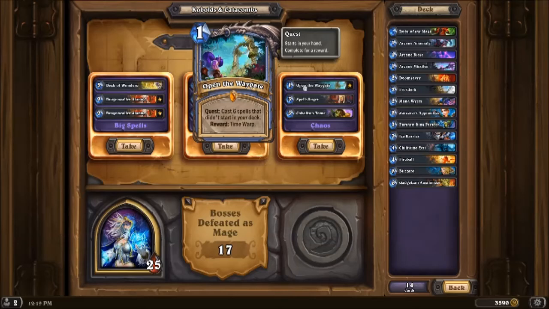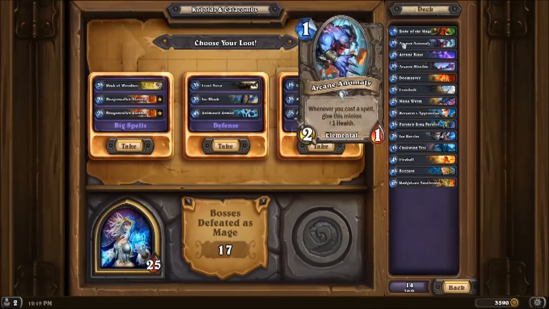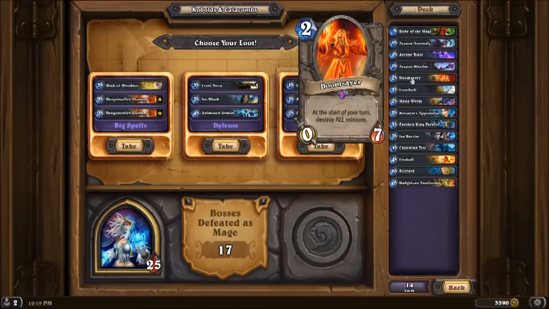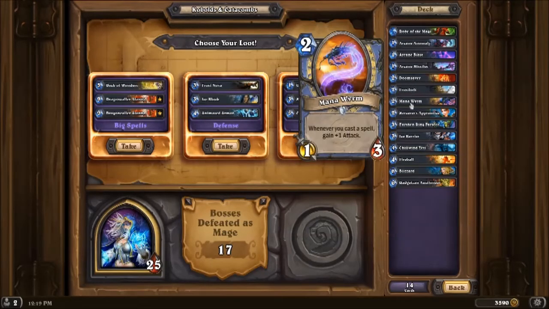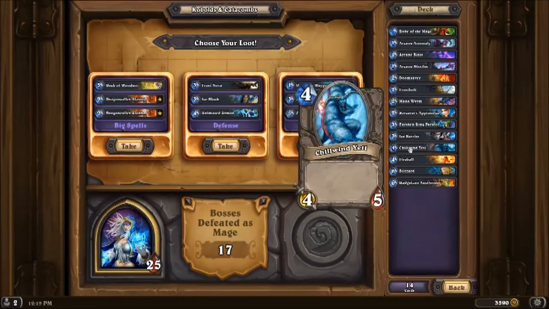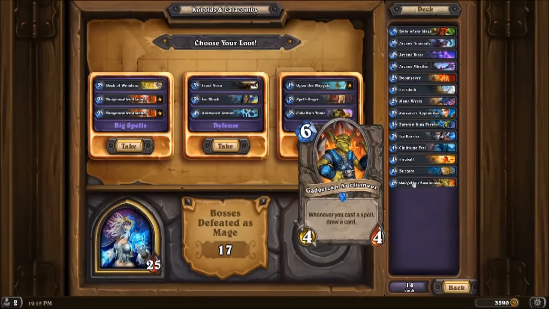For example, the quest casts 6 spells that didn't start in your deck. So you'll need to have a look and figure out, is the probability of being able to get that many spells that didn't start in the deck a reasonable probability? So let's have a look at what cards we've got. There's a minion, there's a spell, minion, spell, minion, minion, spell, minion, spell, minion.